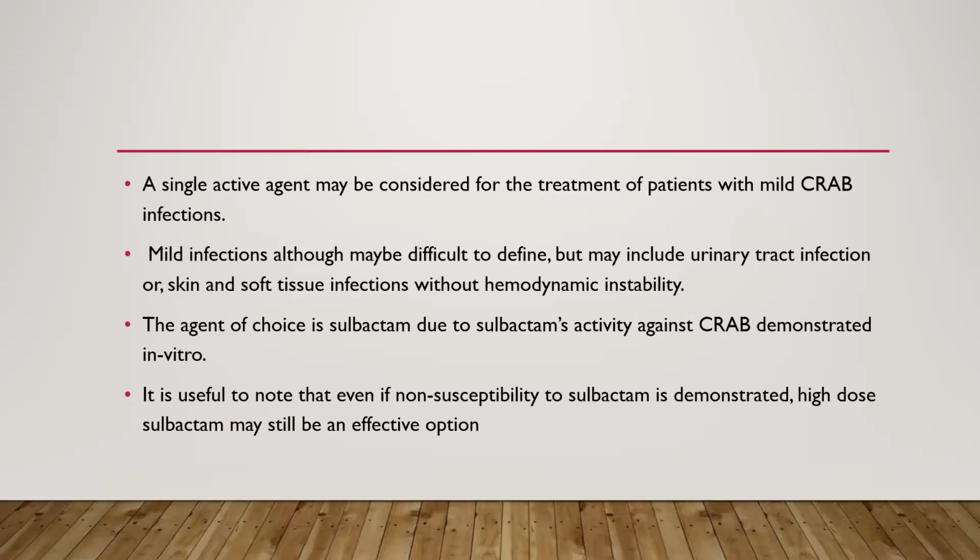A single active agent may be considered for the treatment of a patient with mild carbapenem-resistant Acinetobacter baumannii infection. And mild infection, although it may be difficult to define, may include urinary tract infection, skin and soft tissue infection without hemodynamic instability. The agent of choice is sulbactam due to sulbactam's activity against carbapenem-resistant Acinetobacter demonstrated in vitro. It is useful to note that even if non-susceptibility to sulbactam is demonstrated, high-dose sulbactam may still be an effective option.